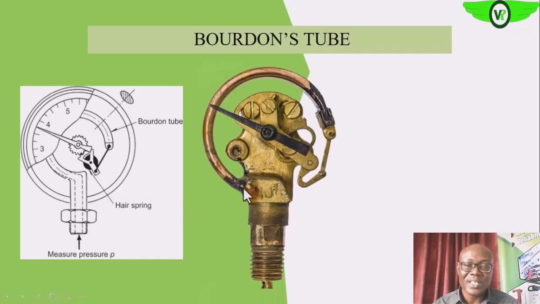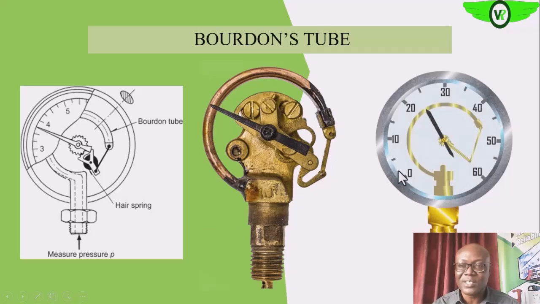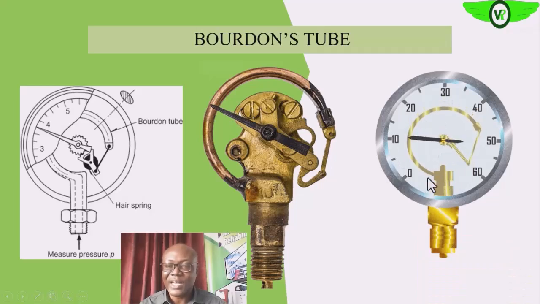So this is how the Bourdon tube looks physically. This is the opening that is connected to the process. As the pressure increases, this Bourdon tube will stretch. As it stretches, this spindle will be moved. And remember, we have the scale here, as you can see on the far right of your screen.